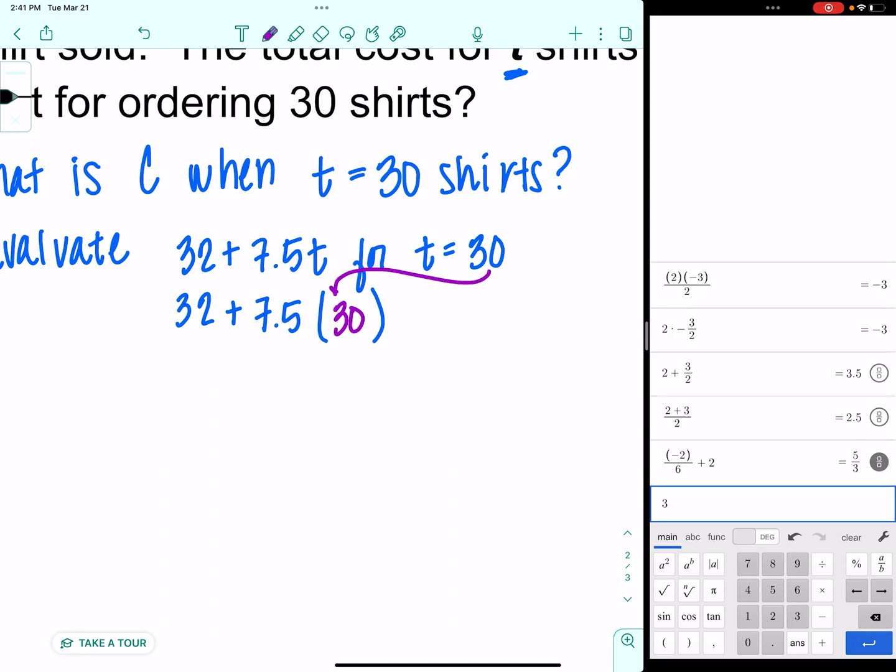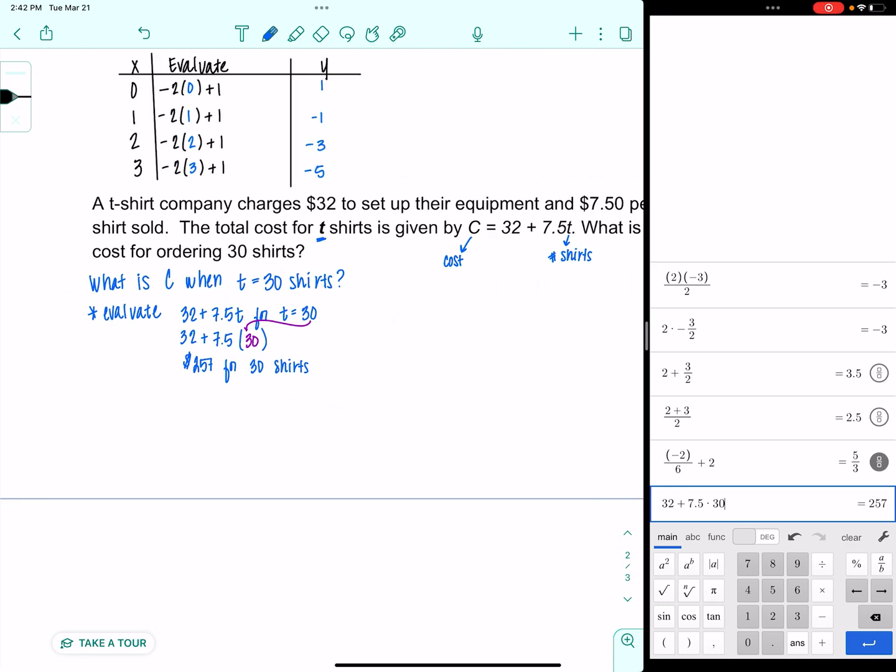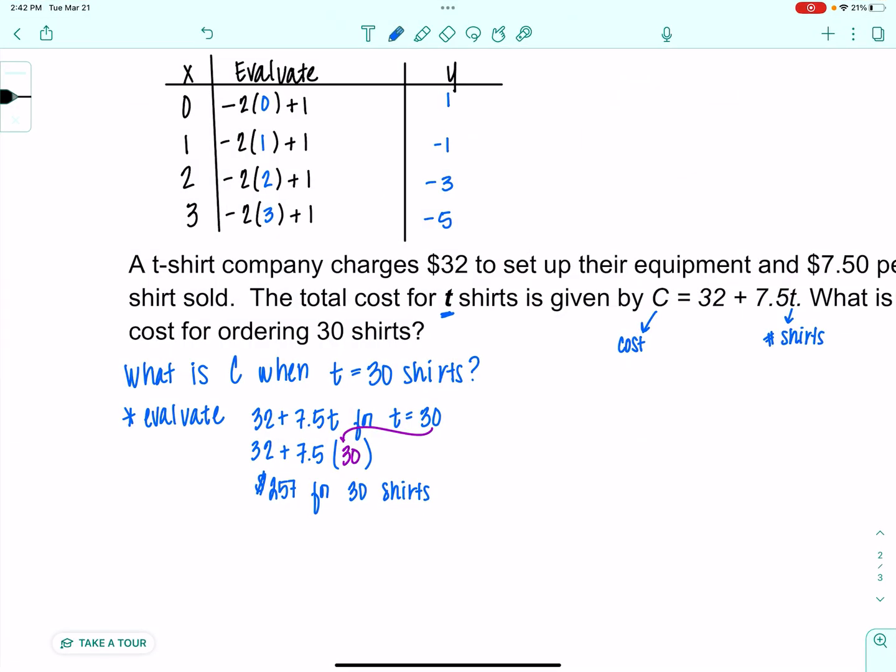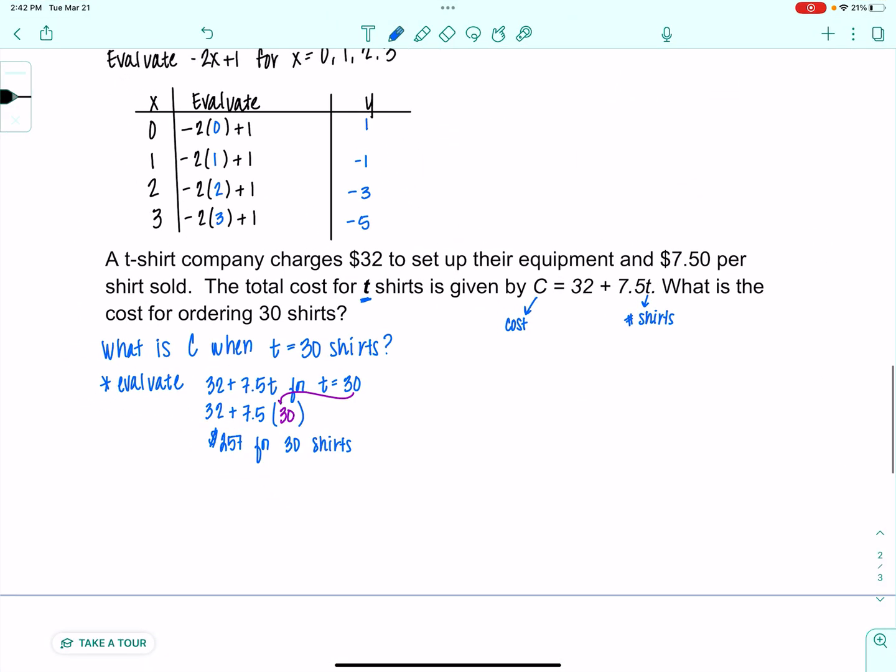This one is definitely sending me to my calculator. I don't do mental math well at all. So my cost would be $257 for 30 shirts. That is the end of our brief look at evaluating expressions.